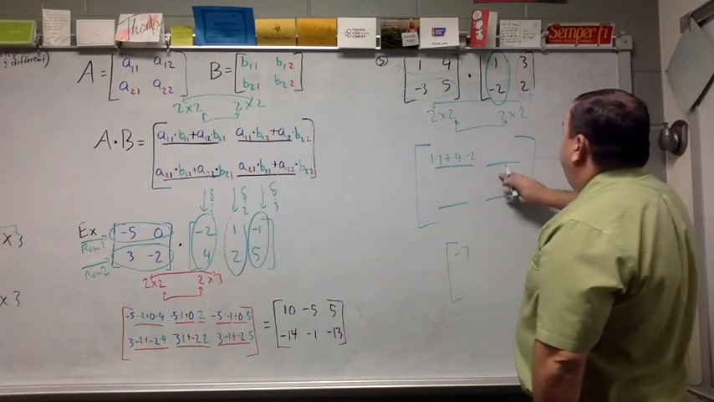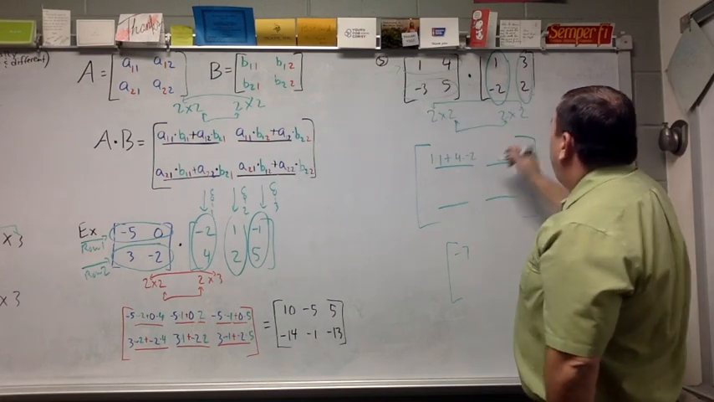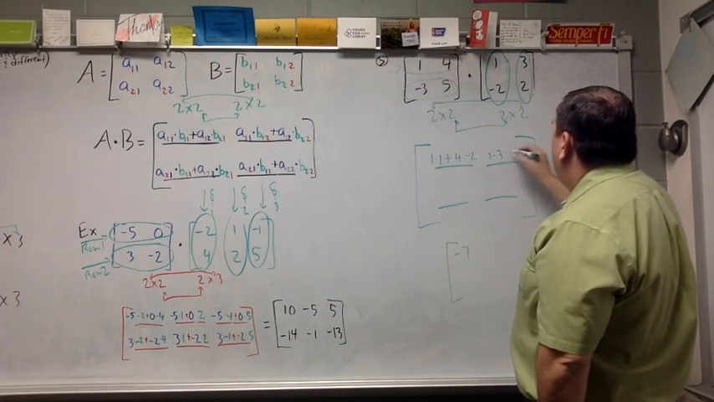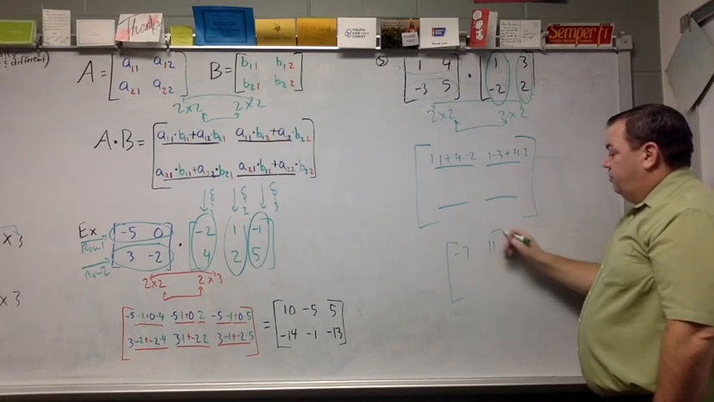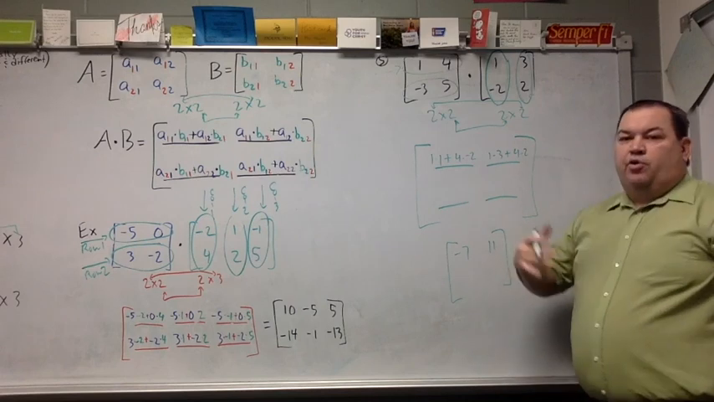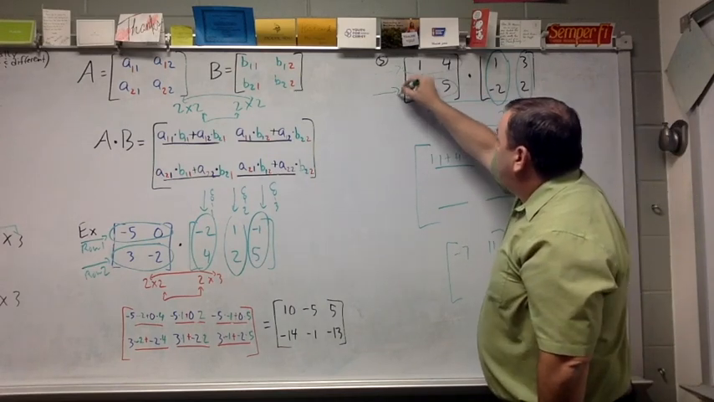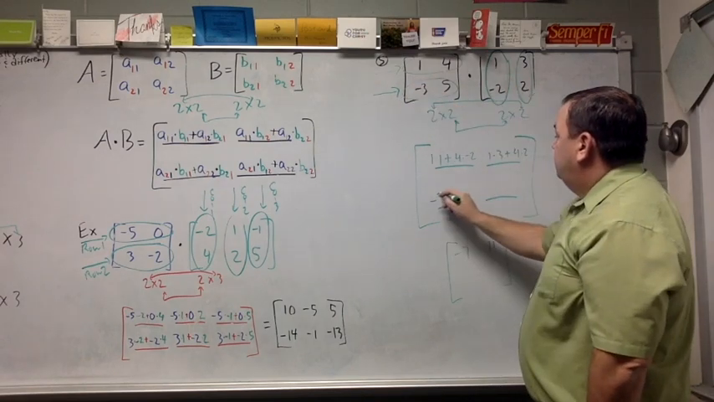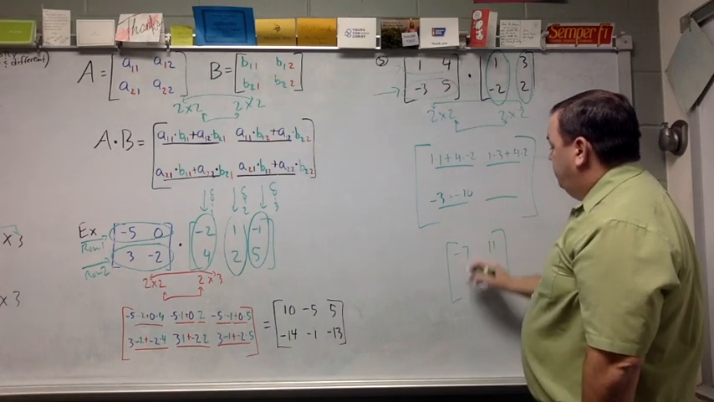Staying in row 1 but moving over to column 2. 1 times 3, 4 times 2, add those up. So 3 plus 8, that gives me 11. And the more you do this, the more you get comfortable, you start going a little faster. This is row 2, column 1 again. So negative 3 times 1, 5 times negative 2, add those up.